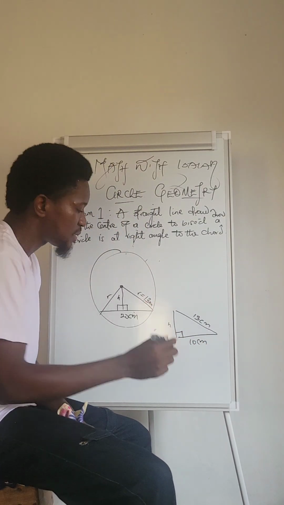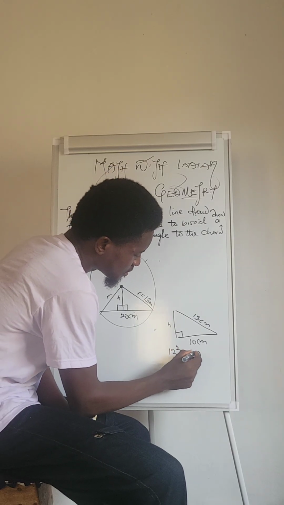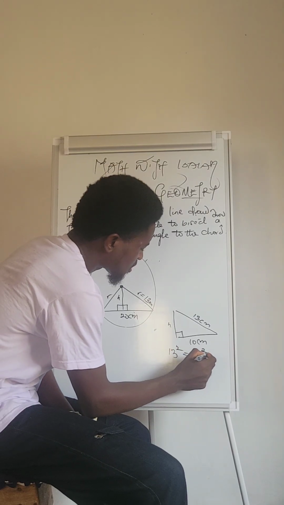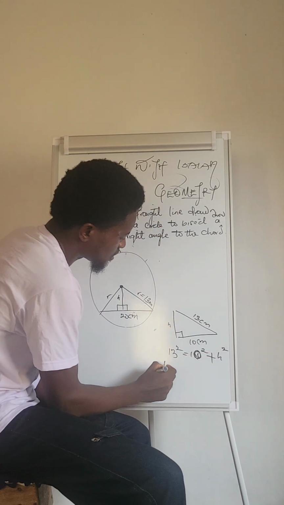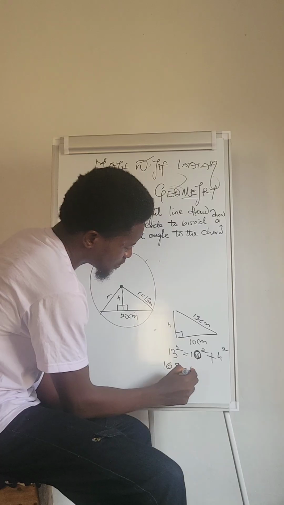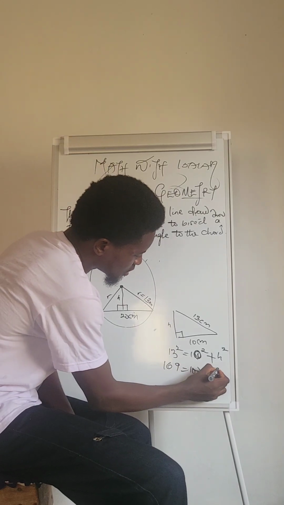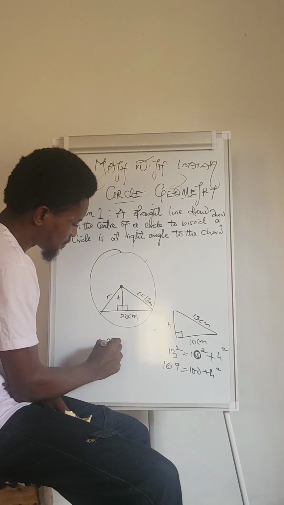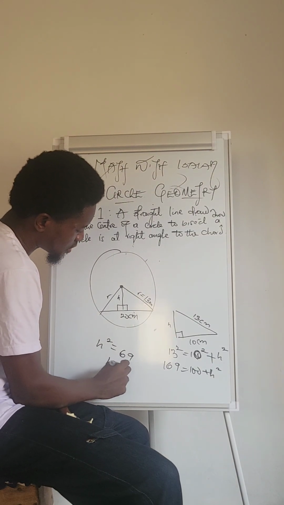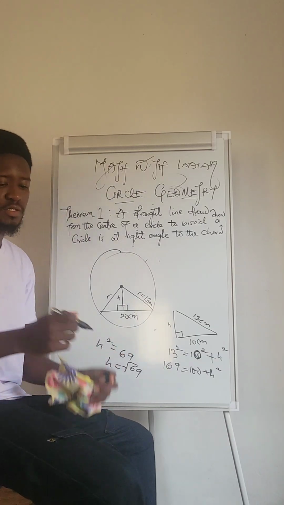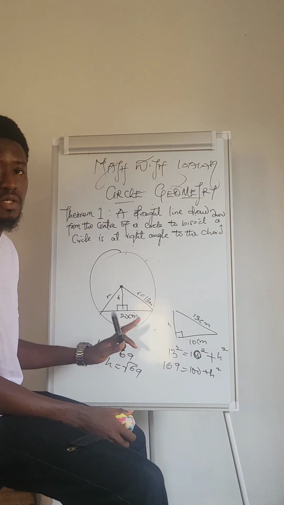Pythagoras theorem, I might make a video about that later, states that 13 squared is 10 squared plus h squared. That simply means 169 equals 100 plus h squared. So that means h squared equals 69, so h is the square root of 69. That will give you a decimal and all of that. But I just quickly made this rough example to explain what I'm trying to emphasize.